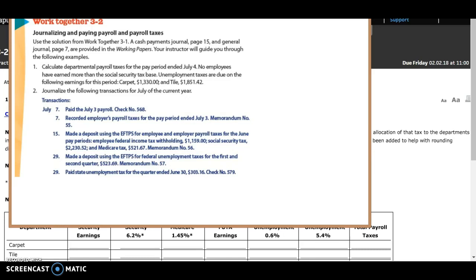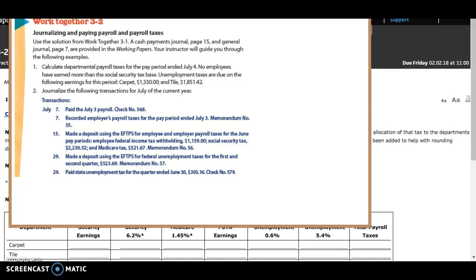A cash payments journal, page 15, and general journal, page 17 are provided for us. Number 1, we need to calculate departmental payroll taxes for the pay period ended July 4th. No employees have earned more than the Social Security tax base. Unemployment taxes are due on the following earnings for this period. Carpet and tile are given.